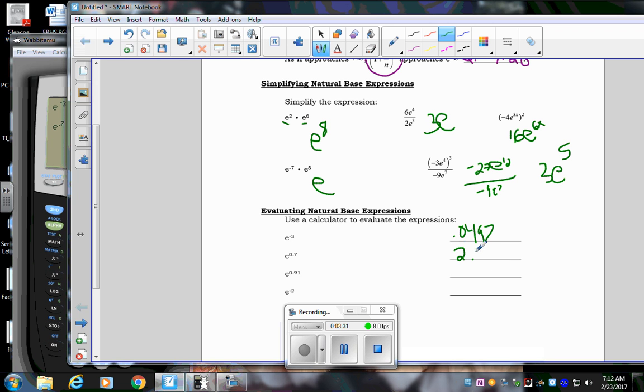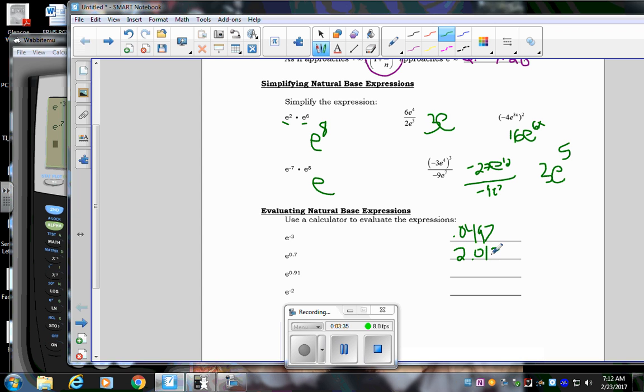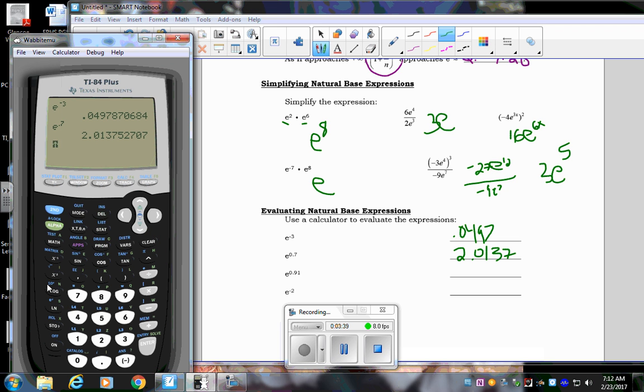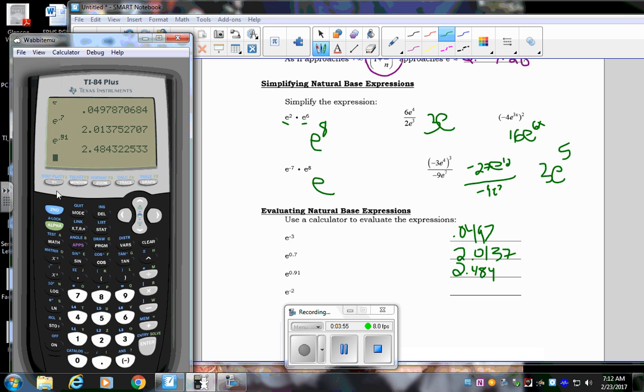So 2.0137. E to the 0.91, 0.91 to the 0.484. So the closer that exponent is to 1, it's going to be closer to the actual value of e, of course, 2.7182. And then we've got e to the negative 2.